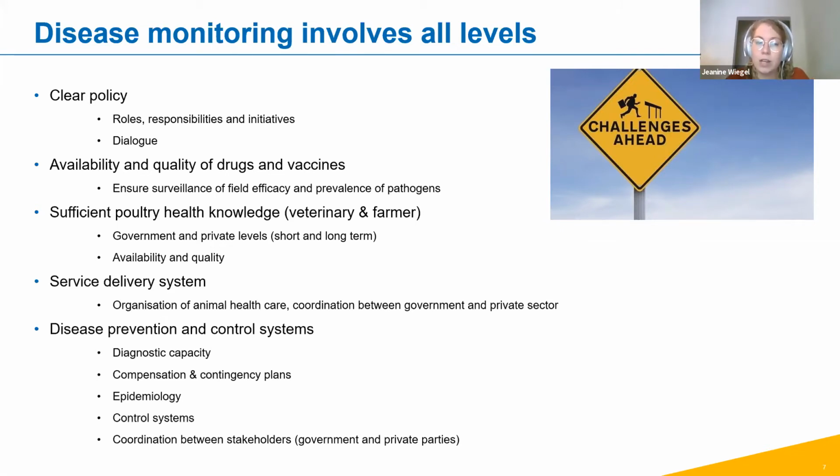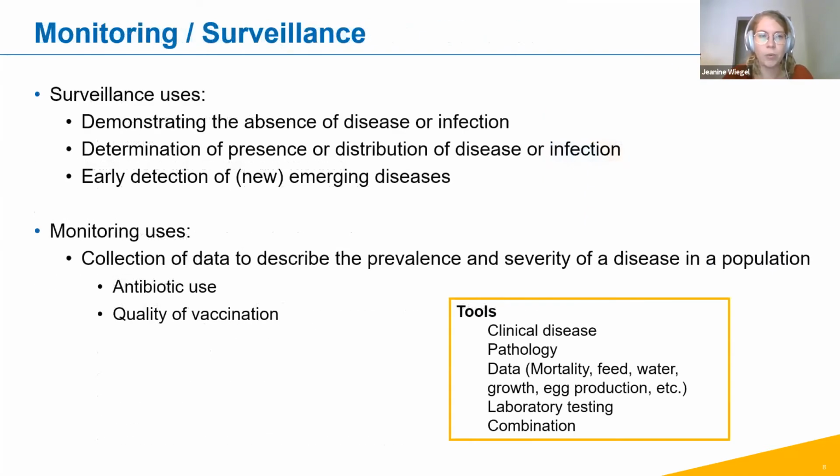And for that, you need diagnostic capacity, but also compensation and contingency plans, knowledge on epidemiology, control systems, and coordination between the different stakeholders. So that's quite some challenges ahead if you want to set up an organized disease program, but also you can start on a lower level. So we use the words monitoring and surveillance often together and interchangeably. But surveillance is more related to what you do on your farm, demonstrating the absence of disease or infection, determination of presence or distribution of disease and infection, and early detection of new diseases.